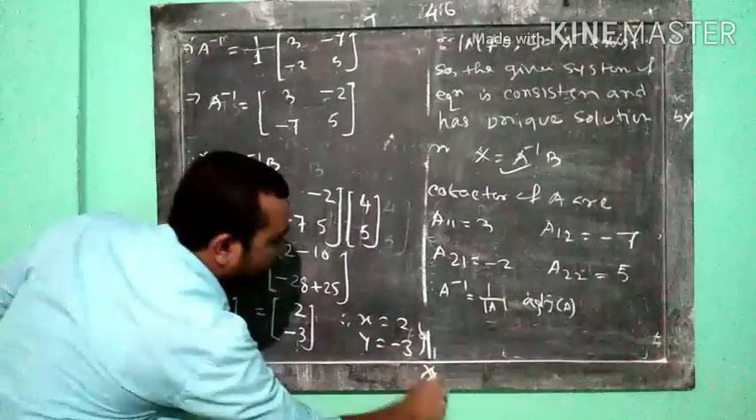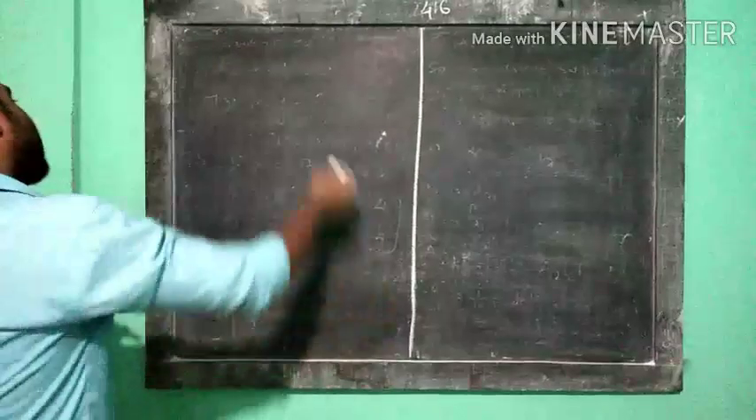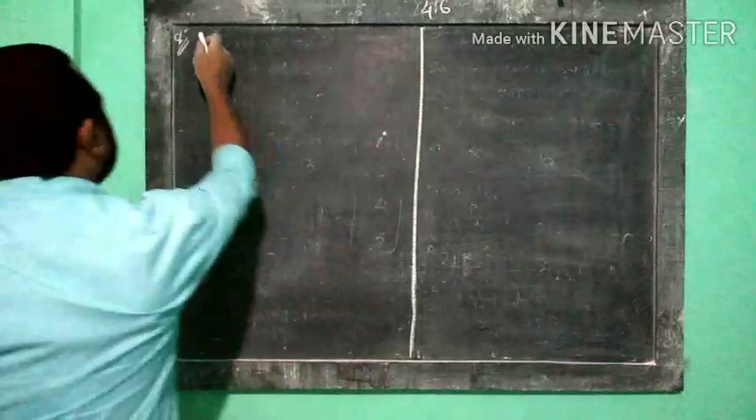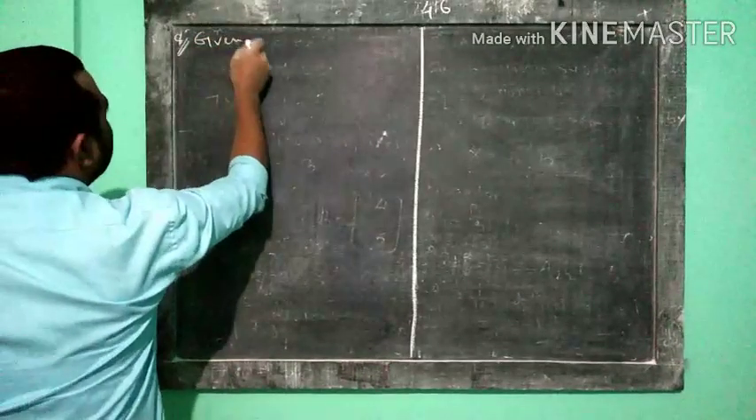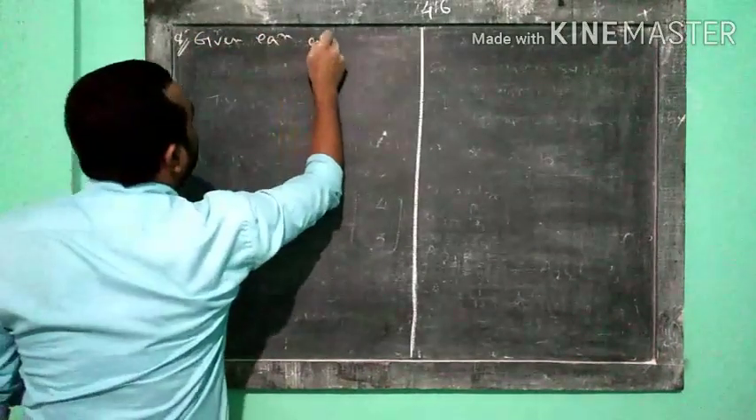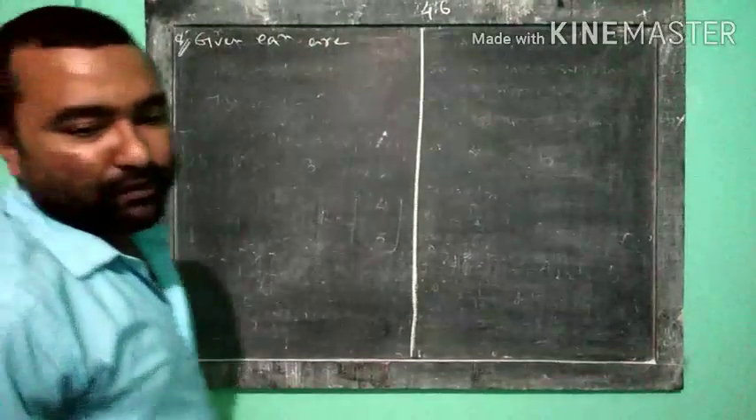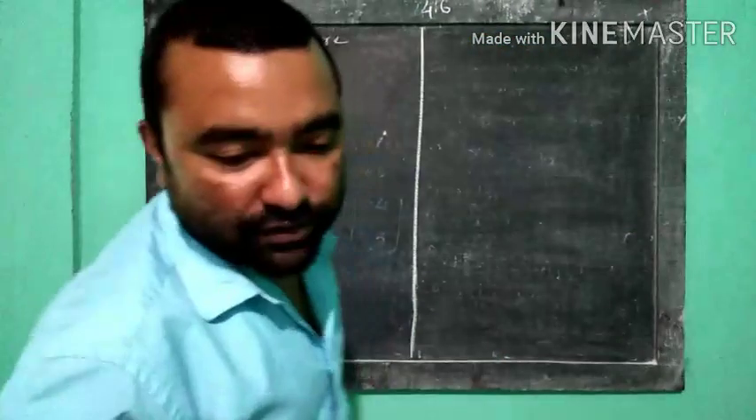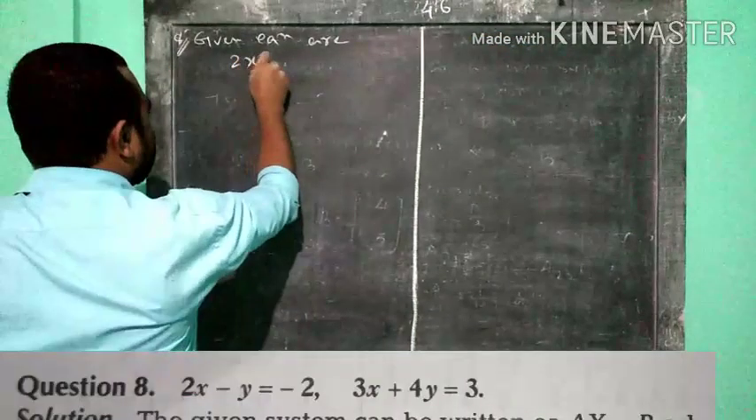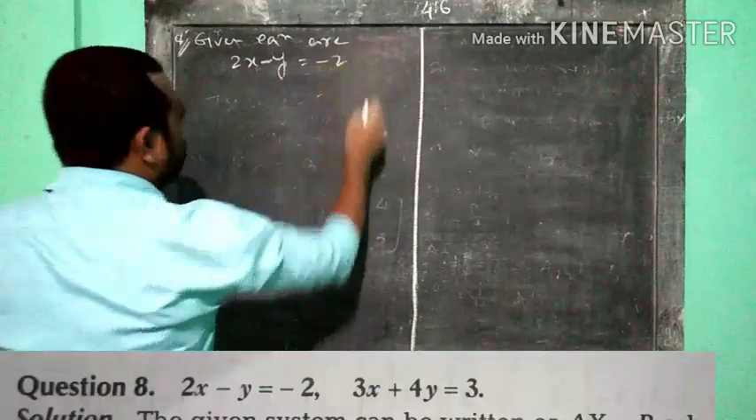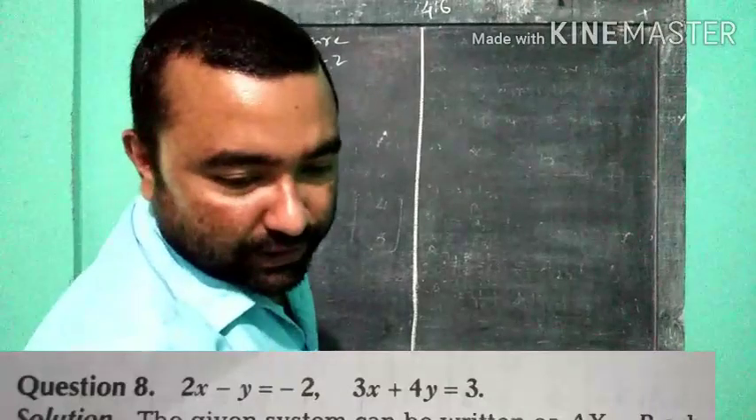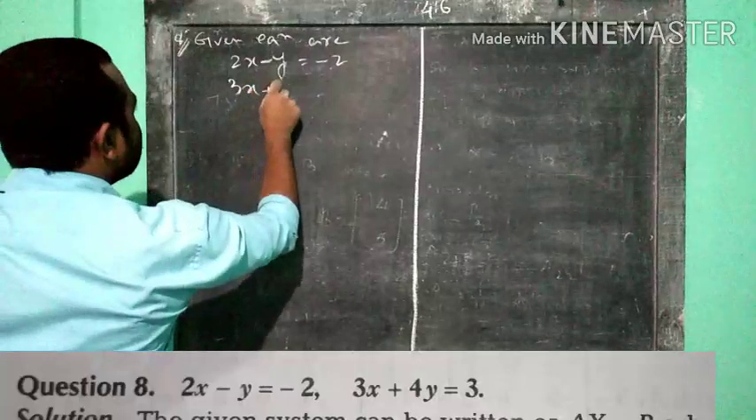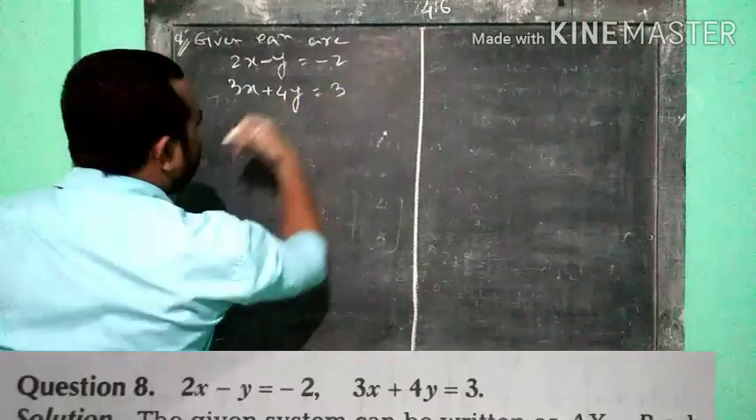This is the answer. Now we are going to solve question number 8. So question number 8, first of all you write the given equations. What are the given equations? 2x minus y equal to minus 2. Okay, and the second equation, 3x plus 4y equal to 3.